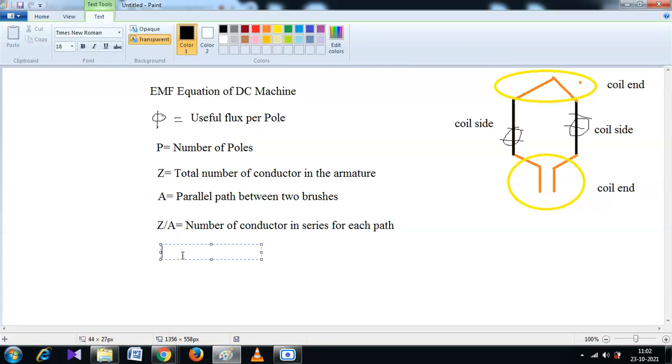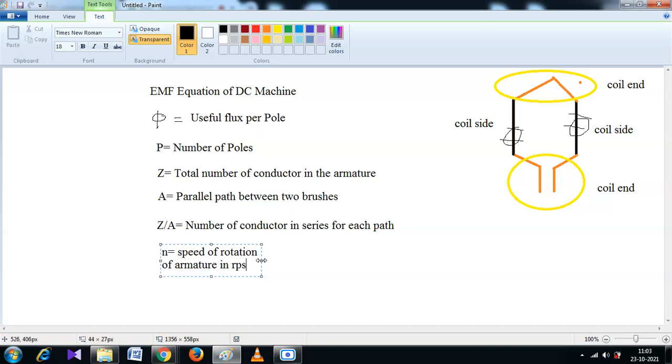Yes, sir. Then consider a quantity small n, which is the speed of rotation of armature. The unit is rpm. Speed of rotation of armature in rps.